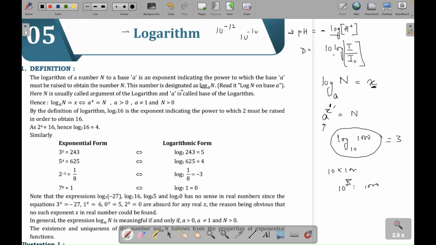A is the number that must be raised to a certain power. Power is this value x. So whenever you see log, just think of this equation: a to the power x equals n. So this is log, right?